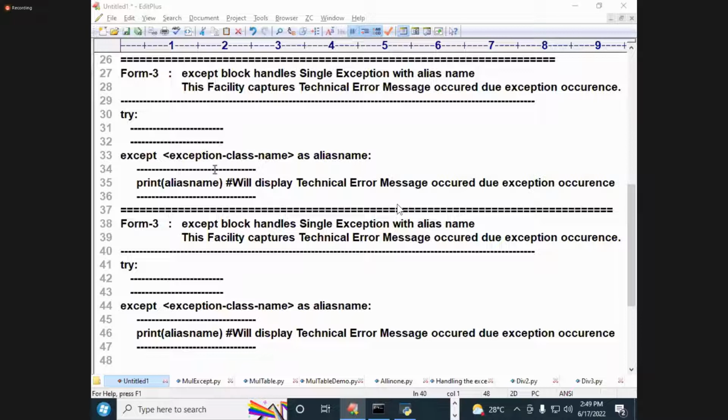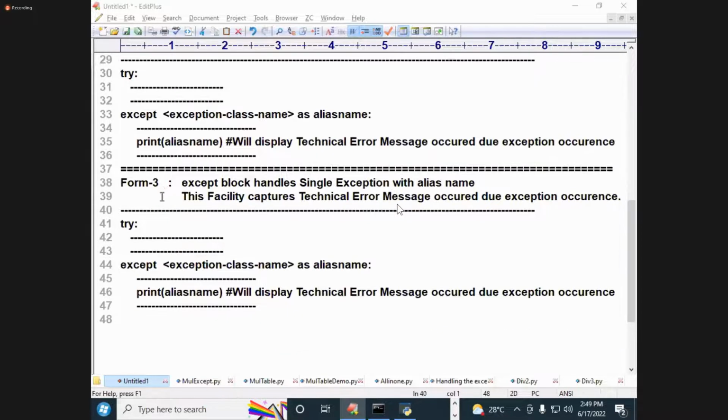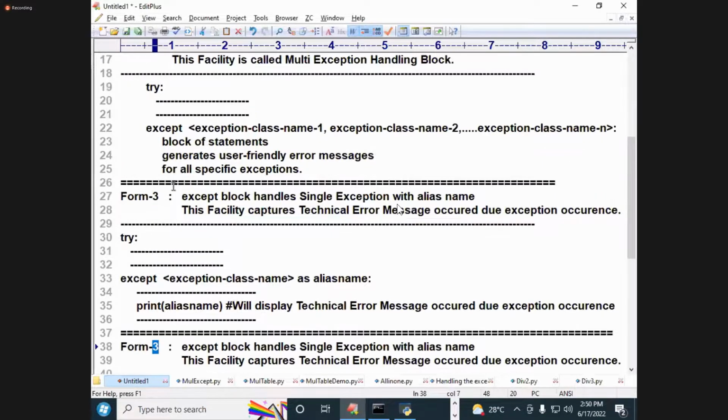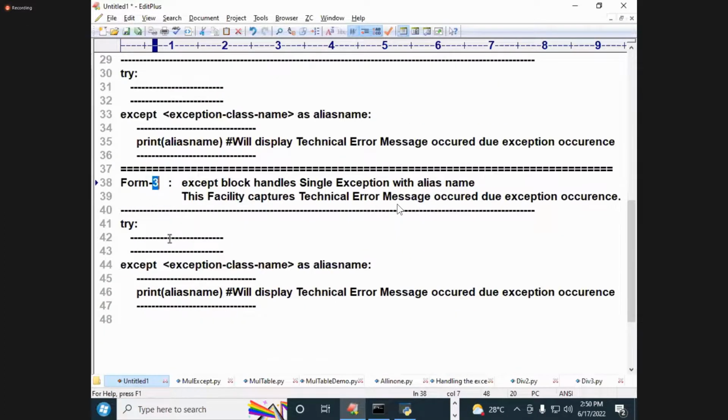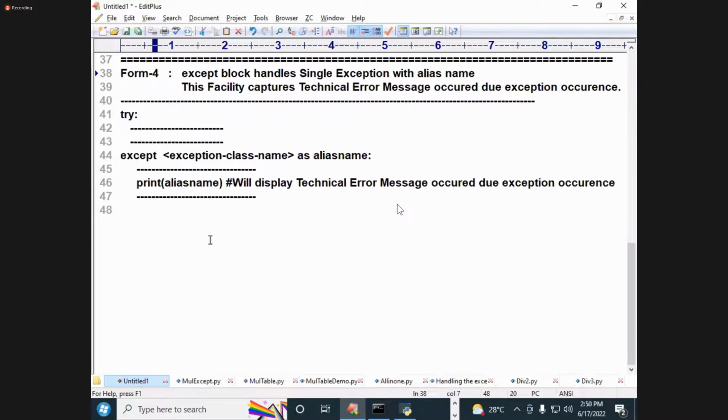Here also, with exceptions: except with a single exception, except with multiple specific exceptions, next except with an alias name, and the fourth is except with default. So there are 4 forms. So form number 3, form number 4. What is form number 4? Watch this. I'm going to give it here.